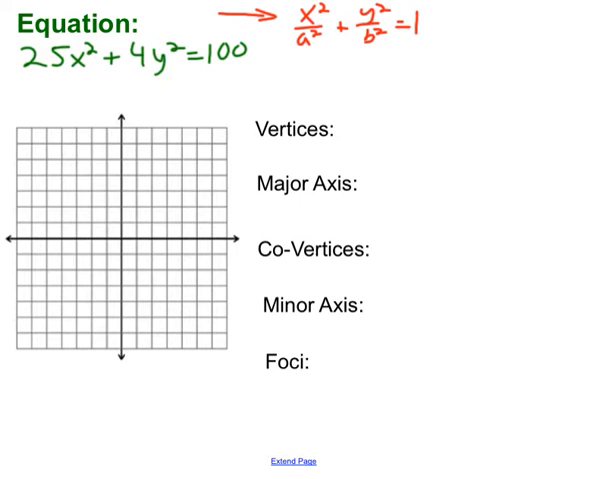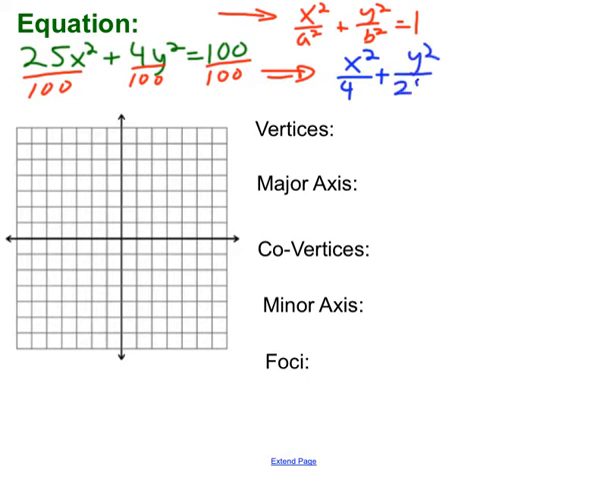Well, what can we do? We can divide every piece by 100. So watch what happens when we do that. When every piece gets divided by 100, let's look at the x term. 25 over 100 will reduce to x squared over 4. Then the y term will reduce to y squared over 25. And that will all be equal to 1.